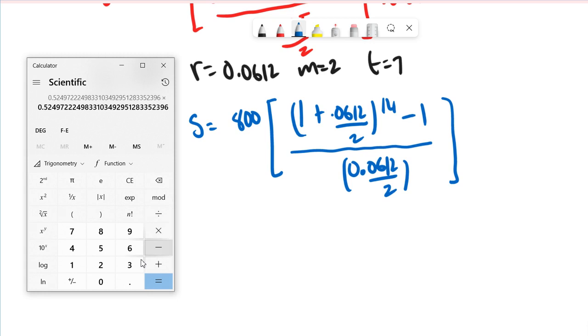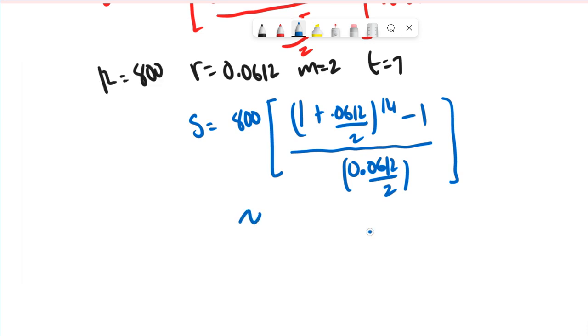And I'm going to multiply by 2 instead and divide by 0.0612. And I'm going to multiply that by 800. Okay, let me check my solution. Yep, that's correct. So the amount that it accrues to is $13,724.76.